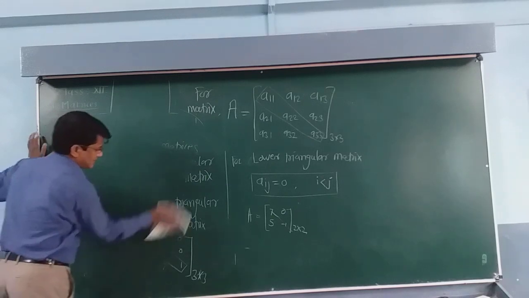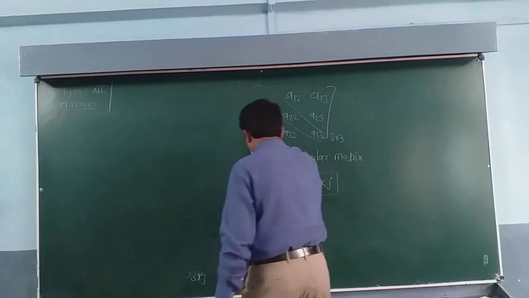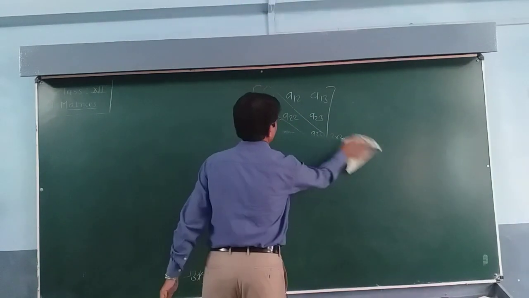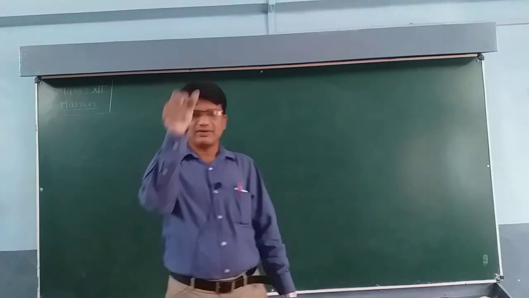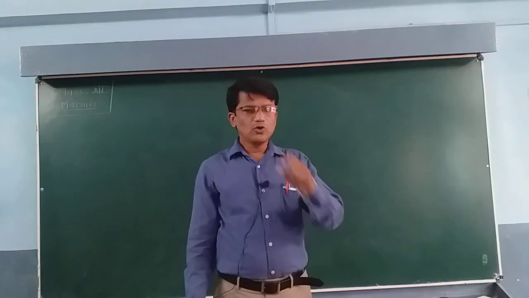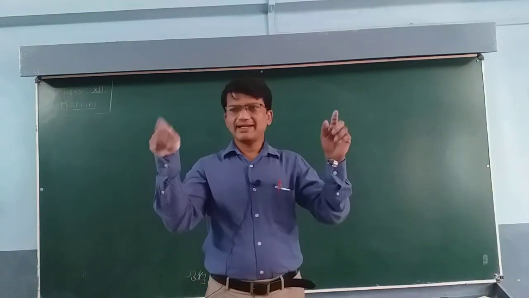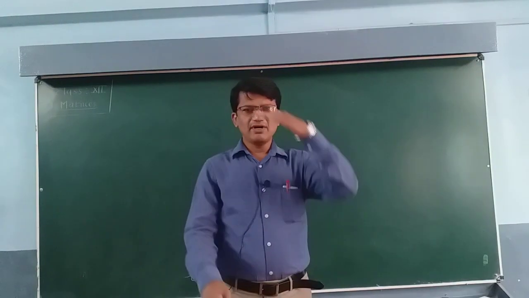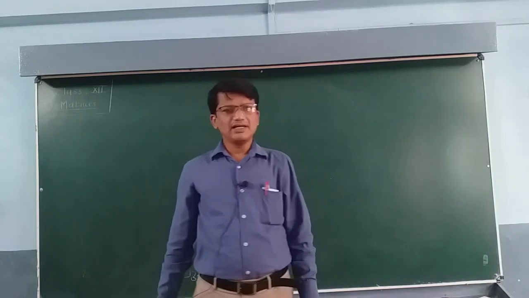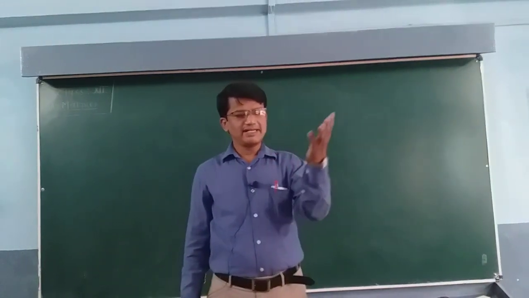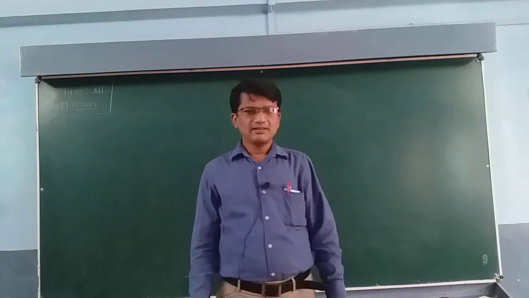Thus we have discussed the types of matrices. First, the column matrix: a matrix having one column. After that, the row matrix: a matrix having only one row. After that, if the matrix is written in square brackets and the number of rows is not equal to the number of columns, then it is a rectangular matrix.